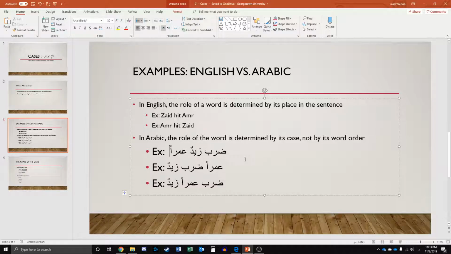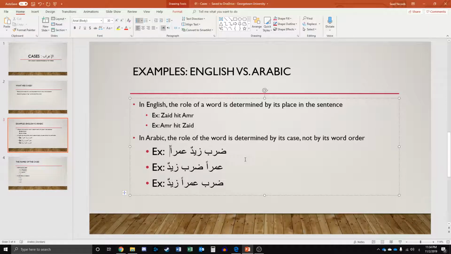And all of that was communicated by changing the ending of the word to the appropriate sign of the case. All right, when we get to the signs of the cases, this will make a lot more sense. And when we get to the types of sentences, it will make even more sense. So, ضرب زيد عمرا means Zayd hit Amr.